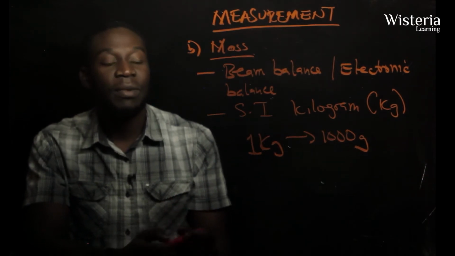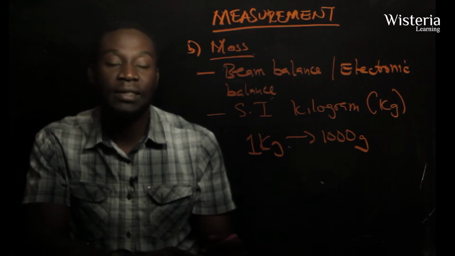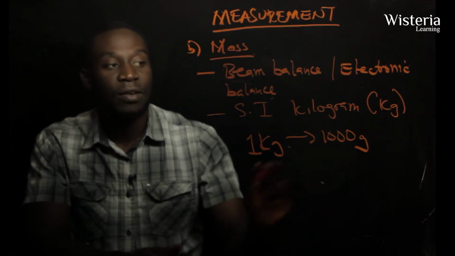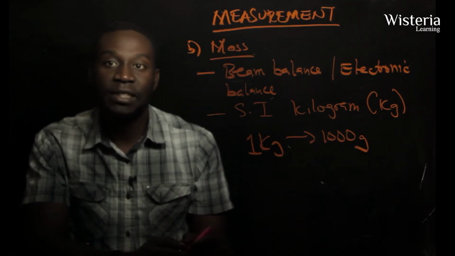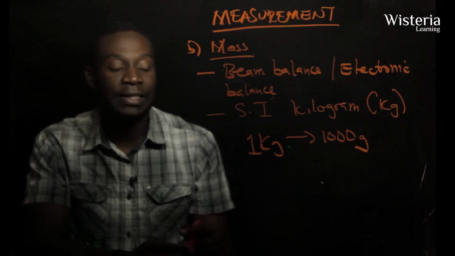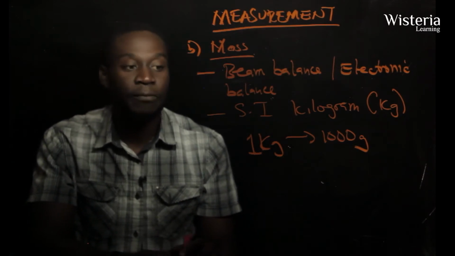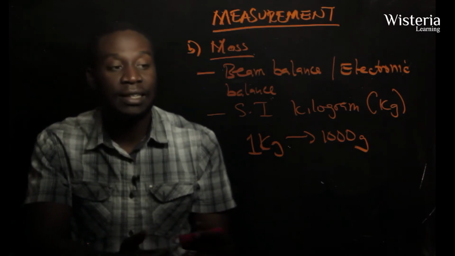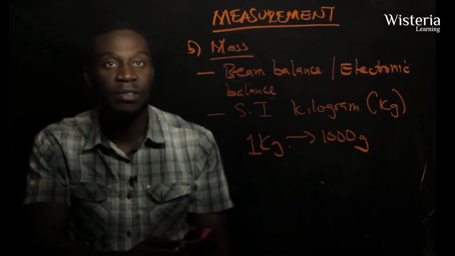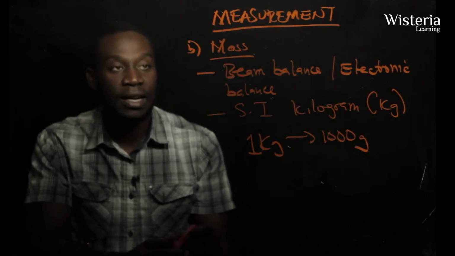So mass, we measure mass using a beam balance or an electronic balance. And the SI unit for mass is the kilogram. And in 1 kilogram there are 1000 grams. And in chemistry we usually use grams as a unit because we deal with small quantities. And most questions that will be given, they will be in grams. You can be asked to find the answer in kilograms, which you have to convert from grams to kilograms, because we know that in 1 kilogram there are 1000 grams.